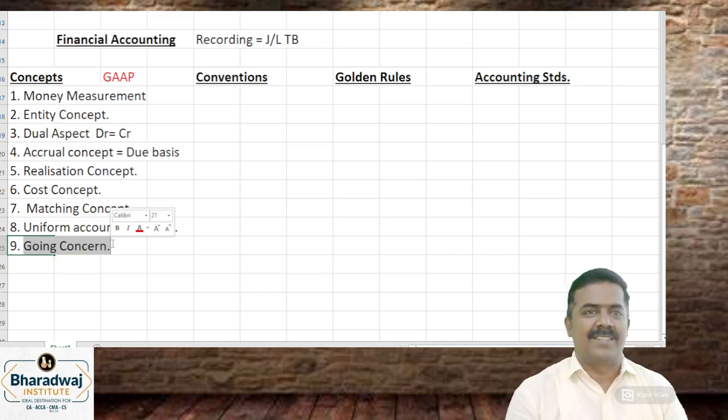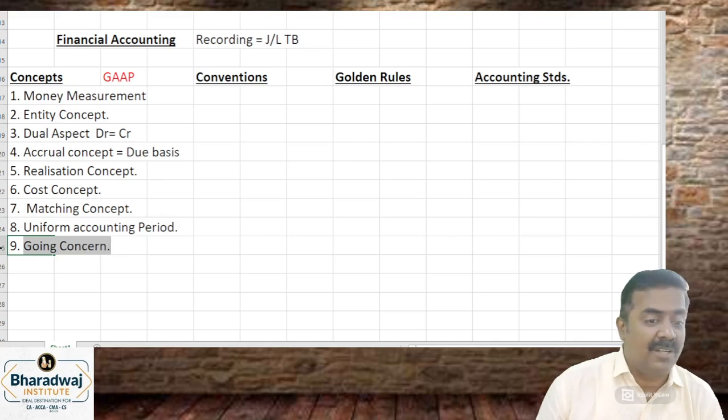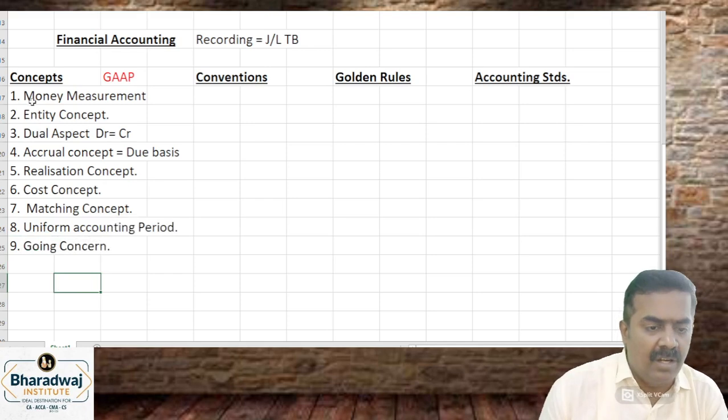You will not record assets as assets because tomorrow we are going to close. So don't do like that. Assume going concern, which means the business will continue for a longer period.